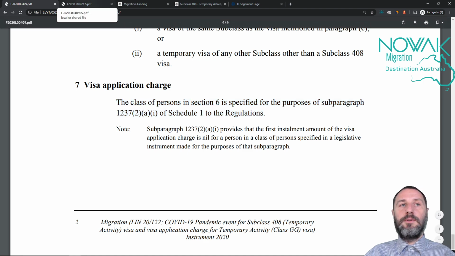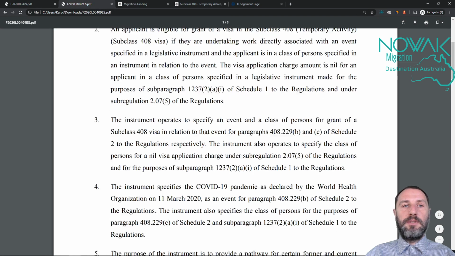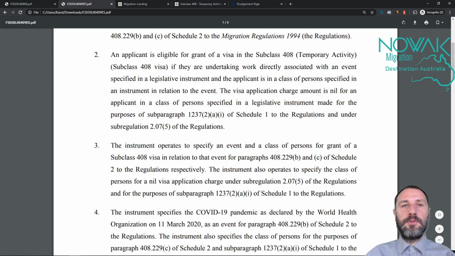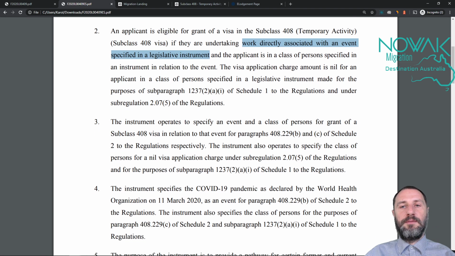And let's have a look at the explanatory statement, what they say. Applicant is eligible for grant of a visa in the subclass 408 if they are undertaking work directly associated with an event specified in the legislative instrument. So over here the event has been specified, that the COVID-19 pandemic has been specified as an event. So the person must be working directly to fight essentially the event. Yes, the job must be related to the event.